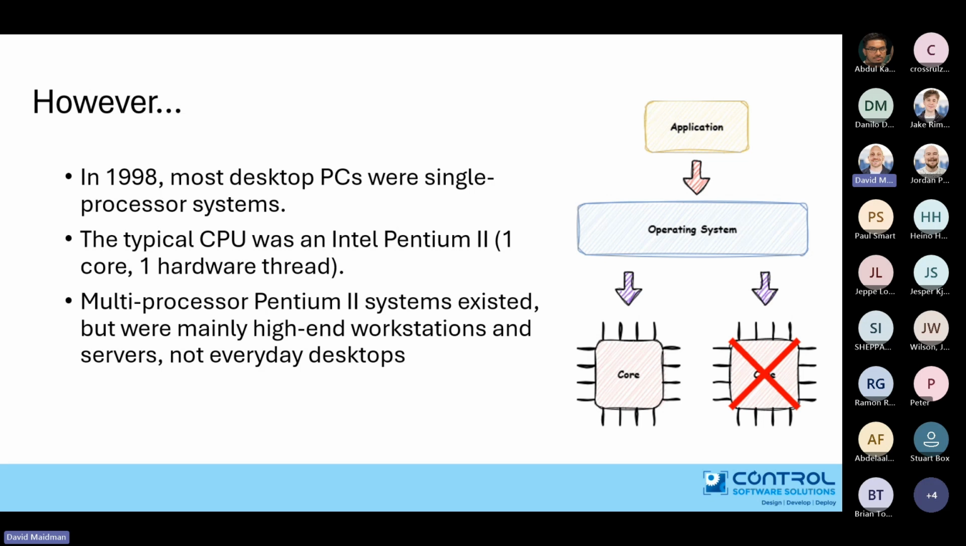You could get multi-processor systems where you could have multiple Pentium 2s working together, but this was in high-end workstations. So when I was at university, in the labs where we did any kind of CAD or PCB design, we didn't do it on desktop PCs. We had special workstations. So you may have found multi-core processors there, but not in the everyday desktops that we had throughout the control system labs, for example.